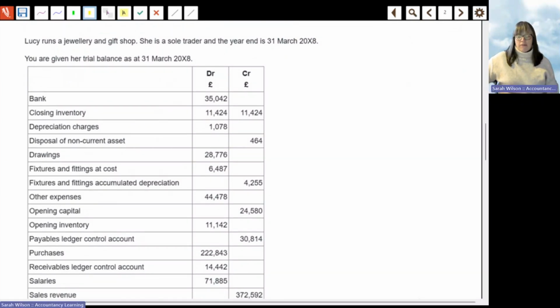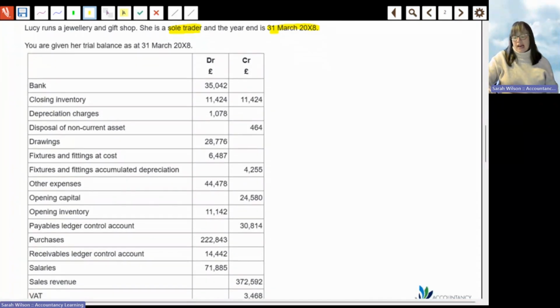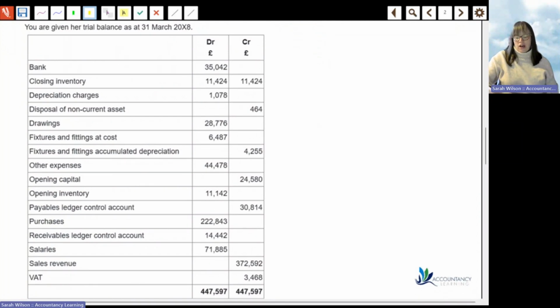Next, we're given some information about Lucy, who runs a jewellery and gift shop. She is a sole trader and the year end is the 31st of March 20x8. And here is the trial balance at that date. So we're given the trial balance for her.